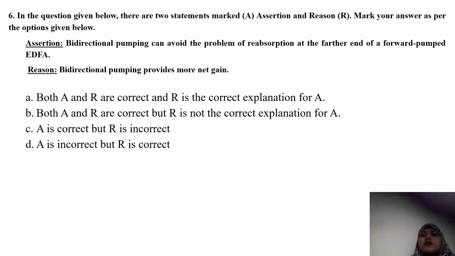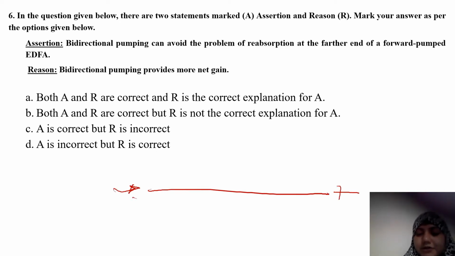So over here we have bidirectional pumping, that is pumping from both the directions of the fiber. What do we mean by bidirectional pumping? Pumping from both ends of the fiber. So this is my fiber, this is pumping from here, this is pumping from here. Why are we doing bidirectional pumping at both the ends? There can be some reabsorption because of some absorbing centers, some scattering. So what can pumping from both ends help in?